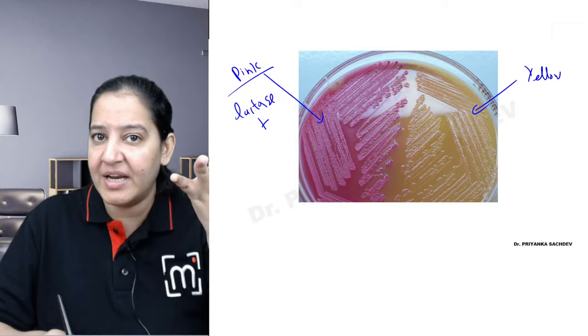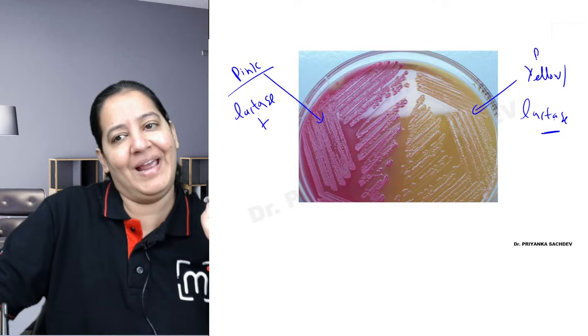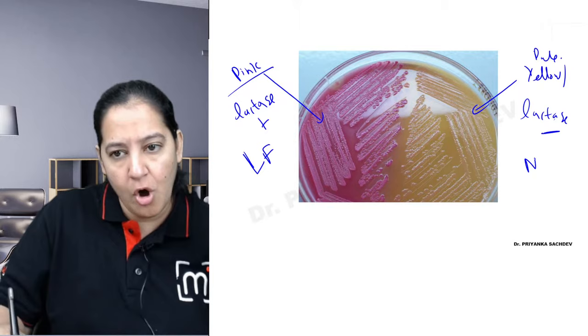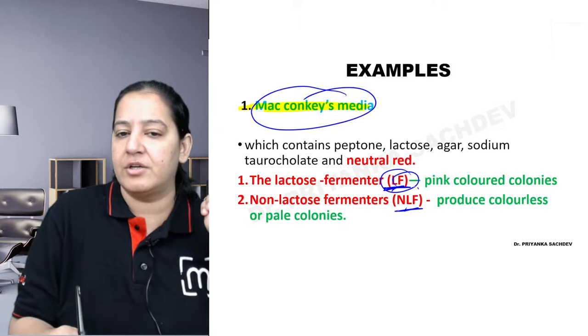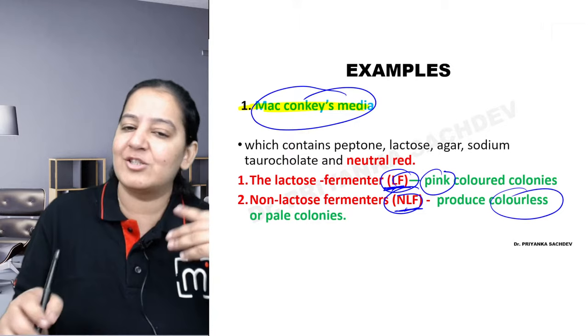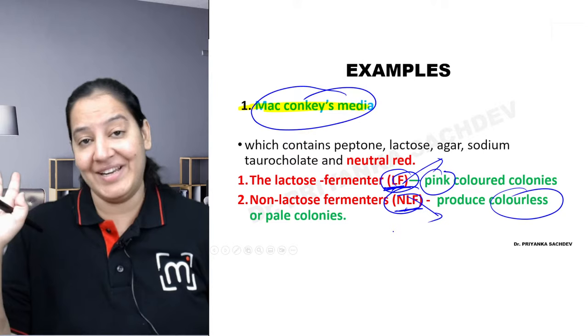And some bacteria do not have the lactase enzyme in them, so lactose sugar is not fermented. So they will give pale or yellow color. Yellow or pale, one and the same thing. So lactose fermenter and non-lactose fermenter: we can differentiate two types of bacteria based on MacConkey. Give me a thumbs up. You can see the lactose fermenter gives pink color and the non-lactose fermenter gives colorless or pale, yellow colonies, because they do not have lactase. Give me a thumbs up. You got it, Bharadwaj, Padmavati, Ram, Rakesh, everyone. Any doubt, please write down. So that is the first example.